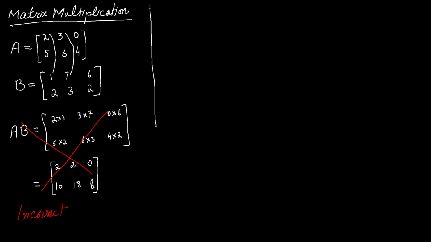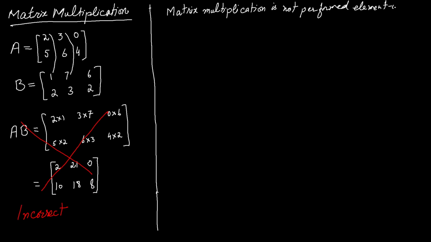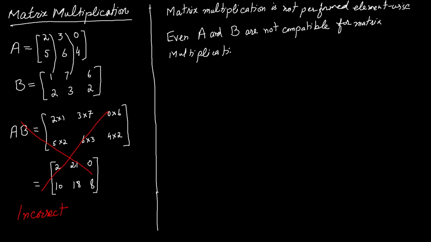Matrix addition is performed element by element, means we add corresponding elements. But when we say multiplication of two matrices, the method is different from addition. Matrix multiplication is not performed element by element. Even in this case, A and B have the same order, but they are not consistent for matrix multiplication. They cannot be multiplied together.